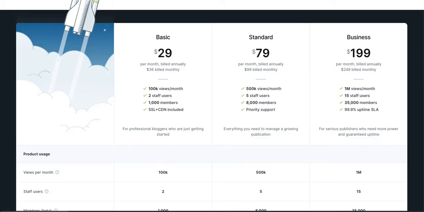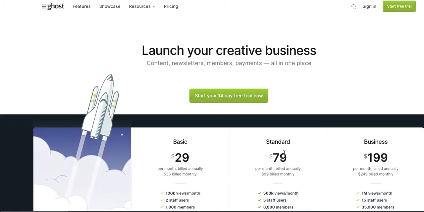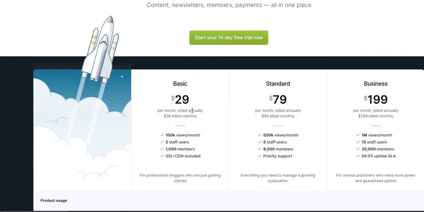So just as a quick aside for those of you who are a little bit worried about cost, Ghost, for all of its bevy of benefits, is quite pricey on the hosting side. So as you can see here, if you pay annually in advance, you're going to pay $29 a month. That's roughly $354 by my quick math for the year.